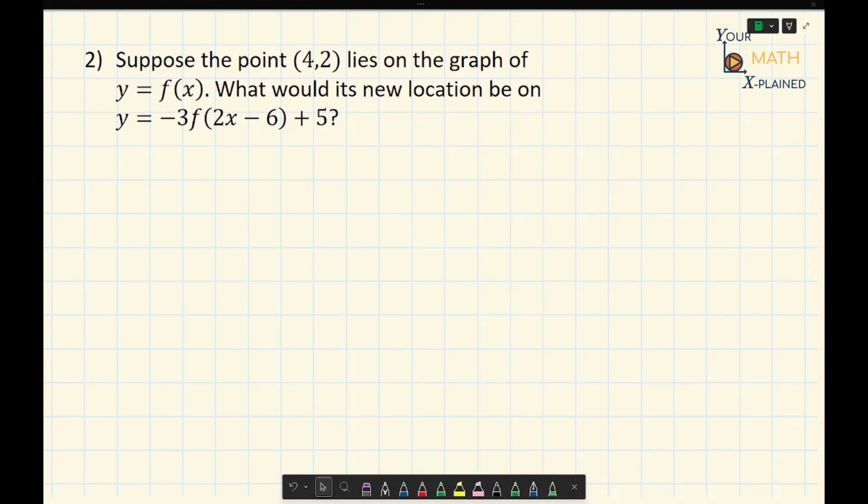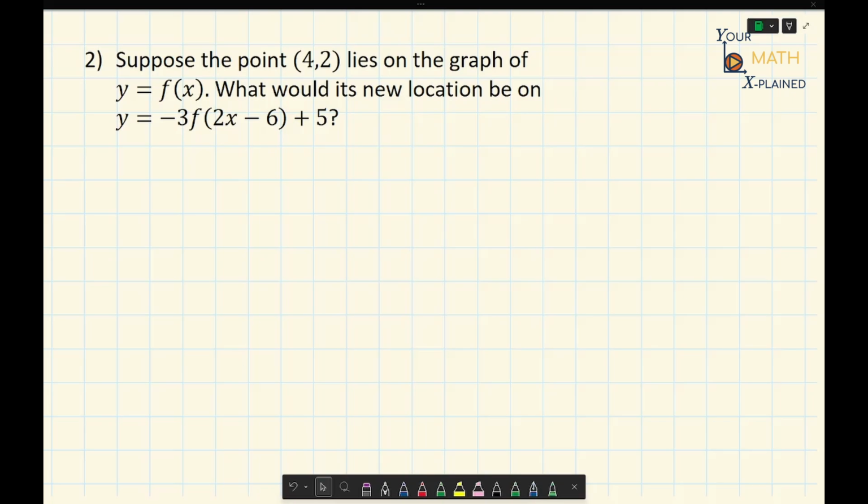So for this next problem, we're given that y is equal to some function f of x. We're not given what the function is, but what we do know is that the point 4, 2 lies on the graph of this original function. The question is, what would its new location be on this transformed graph?